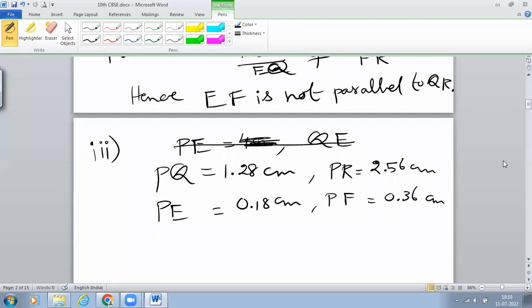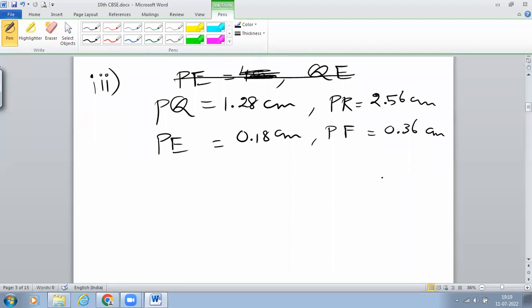Now listen carefully. First, I'll draw the rough diagram. It is triangle PQR, and this is EF, which intersects the sides PQ and PR. Now, what they have given is PQ as well as PE. So with the help of PQ and PE, we can find EQ.